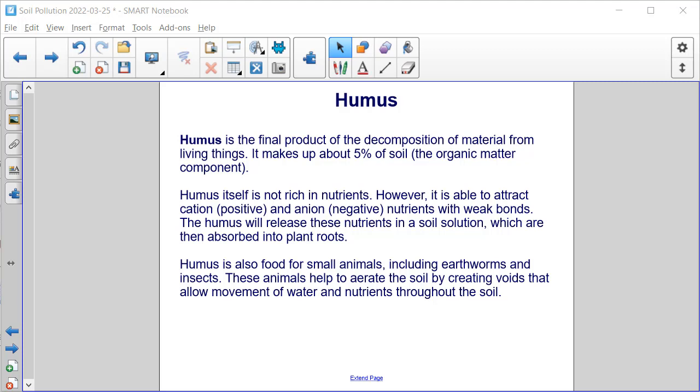Humus is also food for small animals, including earthworms and insects. These animals help to aerate the soil by creating voids that allow movement of water and nutrients throughout the soil.